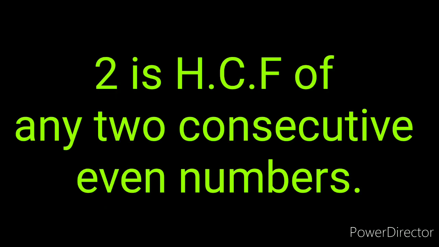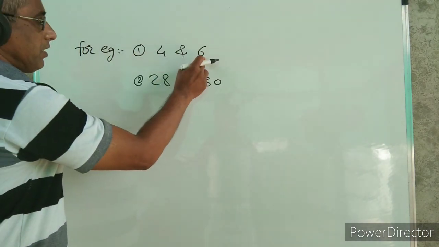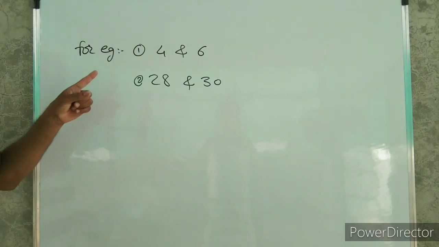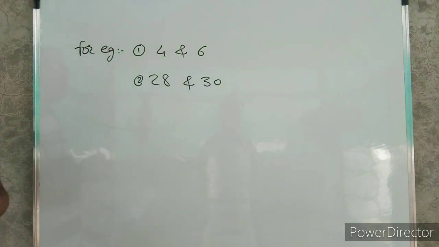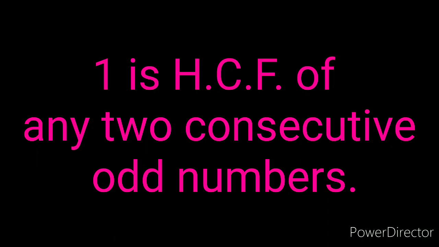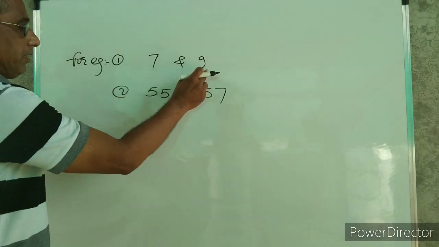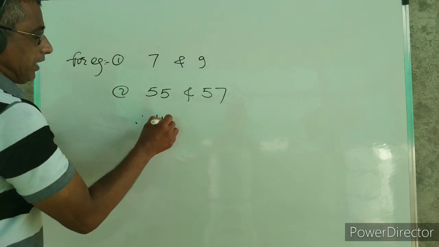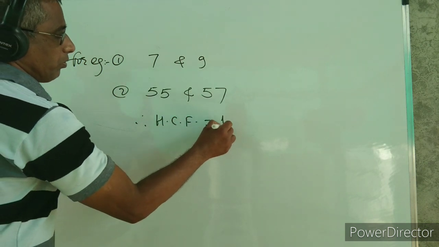2 is HCF of any two consecutive even numbers. For example, first 4 and 6, second 28 and 30. These are consecutive even numbers, so their HCF is 2. 1 is HCF of any two consecutive odd numbers. For example, 7 and 9. Second example, 55 and 57. Therefore, HCF is equal to 1.